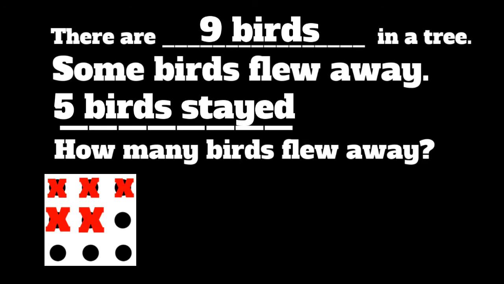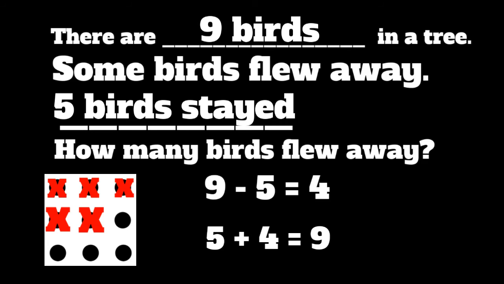I actually could do a couple different equations. I could do 9, the number of birds in the tree, minus 5, the birds that stayed, equals 4. Or I could do 5, the birds that stayed, plus 4, the birds that flew away, equals the total, which is 9.